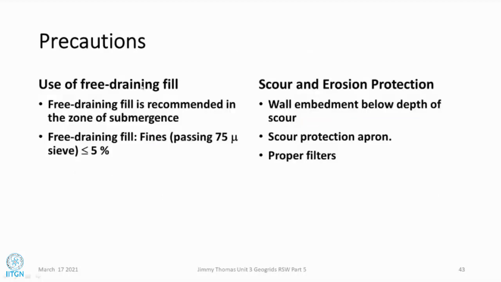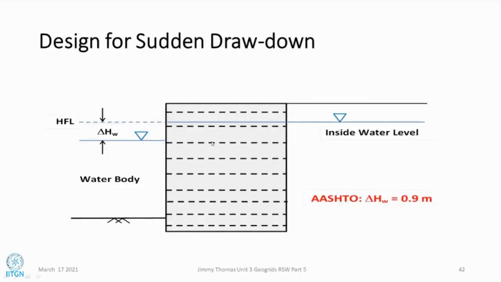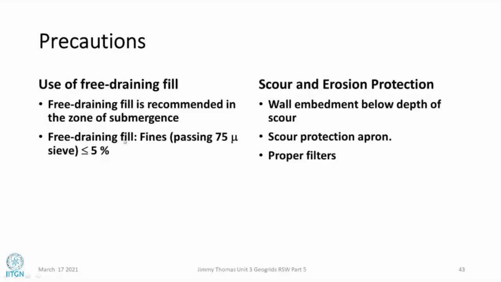We have to take some more precautions. One is, even the FHWA guideline insists on the use of a free draining fill. That means free draining fill is recommended in the zone of submergence. That means up to the high flood level, we have to use a free draining fill. And the definition of free draining fill is fines should be less than 5%. That means percentage passing 75 microns should be less than 5%.